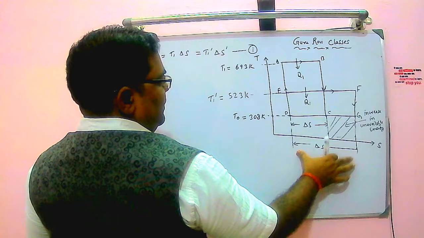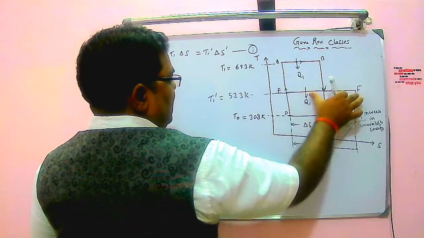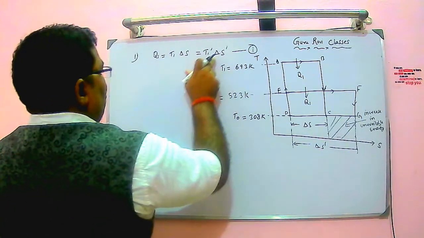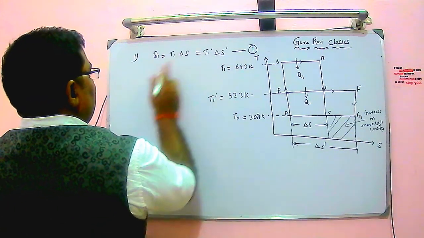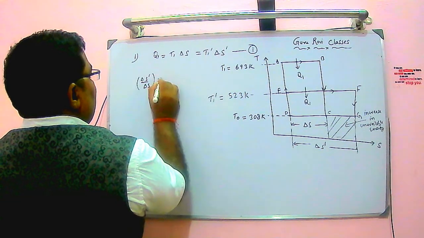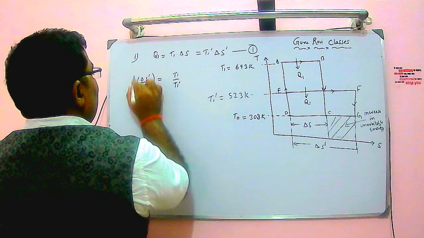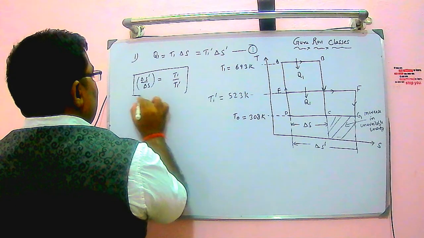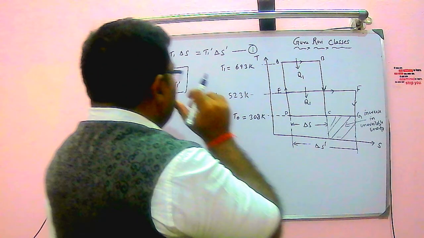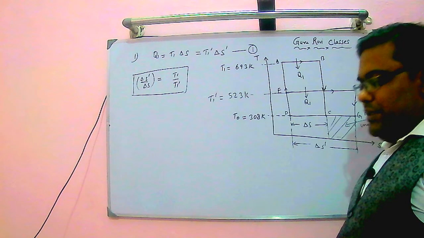This is my equation number 1. This is the delta S for this process, evaporating, and this is the vaporization. So this is T1 into delta S, and this is T1 dash into delta S dash. From here you can find one relationship: delta S dash divided by delta S is equal to T1 divided by T1 dash. T1 is the vaporization temperature and T1 dash is the evaporating temperature. This is the one thing that you have done.